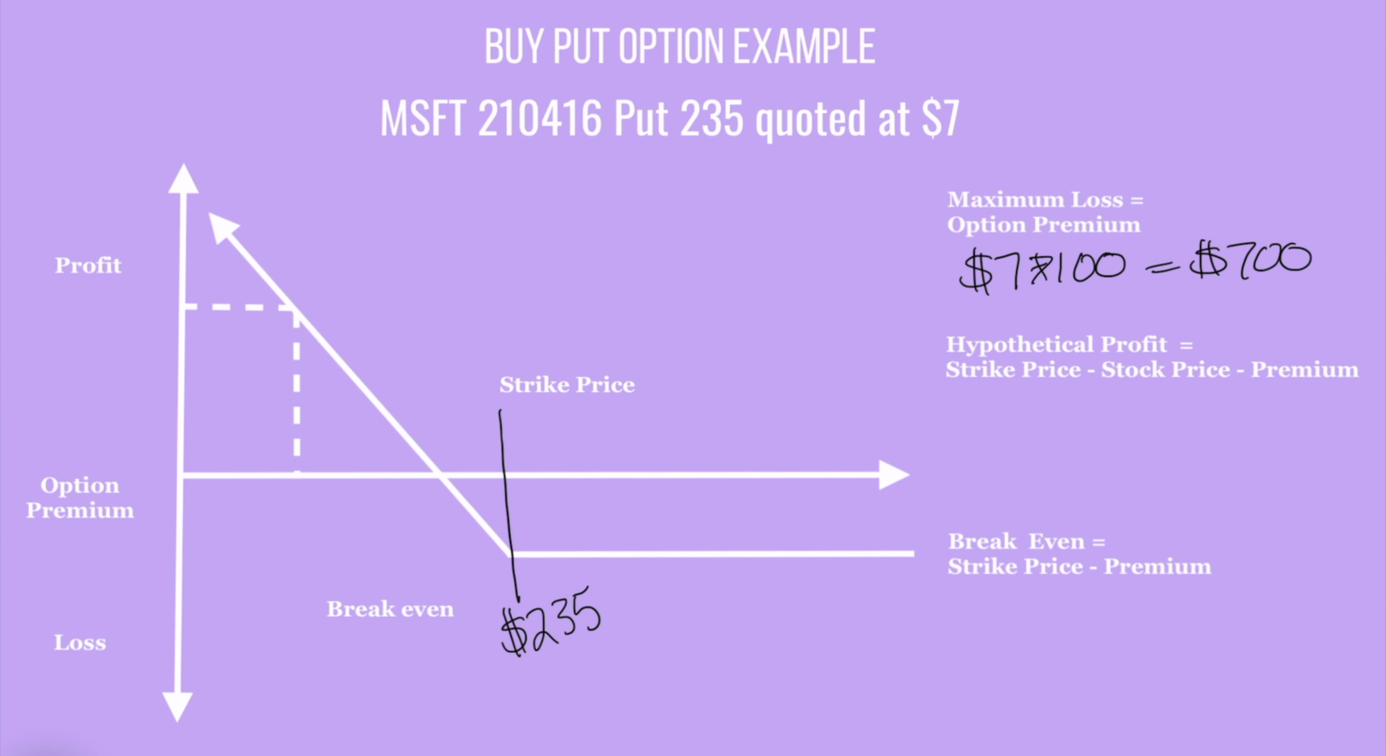The break even for a put option is your strike price minus premium. So $235 minus $7 equals $228 right here.